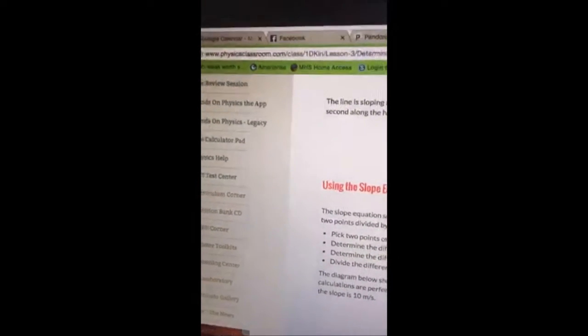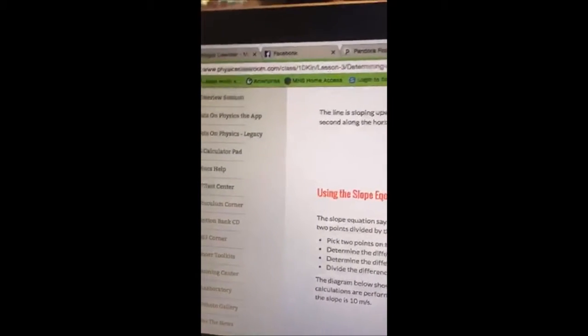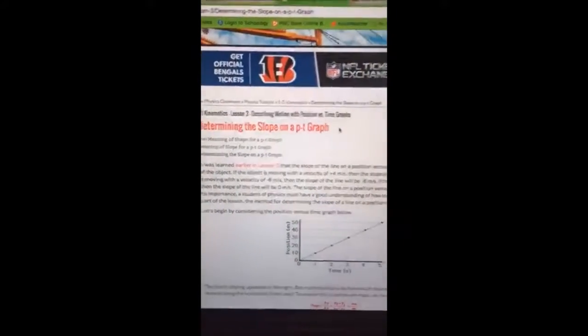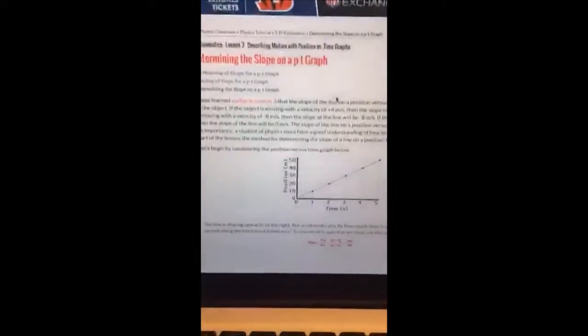Okay, so for my first resource for case study 3, I'm just on physicsclassroom.com, and they have articles that walk you step by step through whatever you looked up. So I'm on determining the slope on a position time graph because that was part of case study 3. If you just scroll down, it walks you step by step through how to find it.